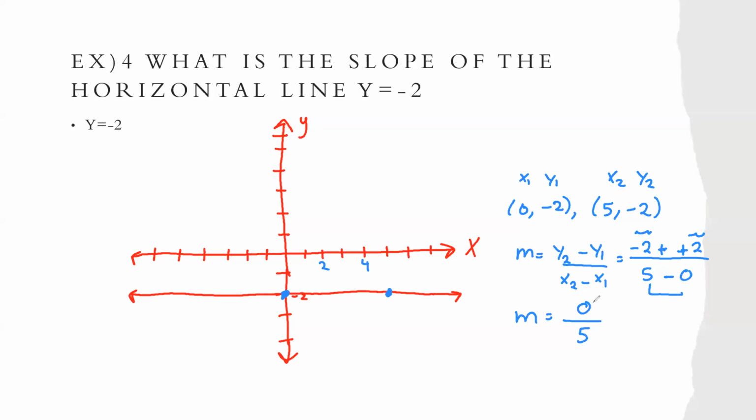Okay, so what do we know? If the 0 is on top, it's going to be 0. So that's why your slope is always going to be 0 when it's completely horizontal like this. Okay, so whenever you see a horizontal line and they ever ask you what is the slope, you can probably say it's going to be 0.